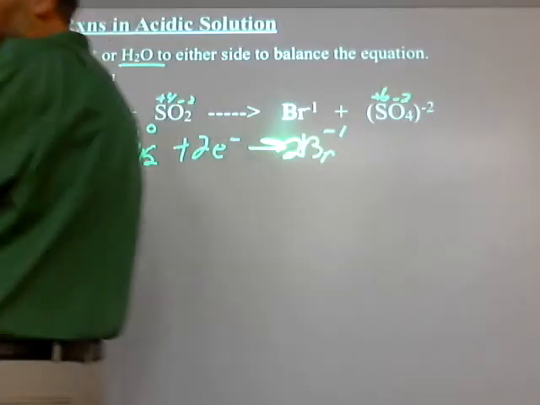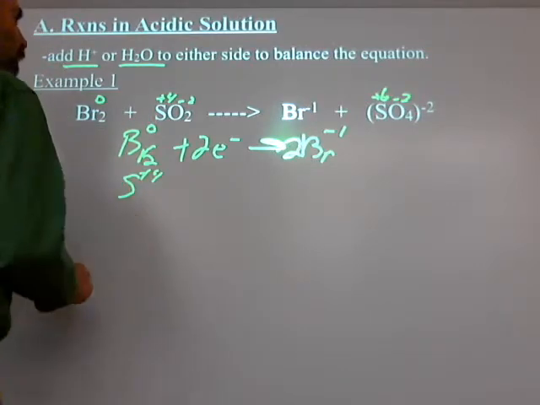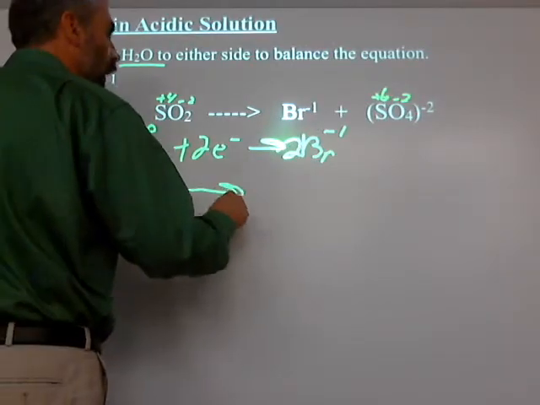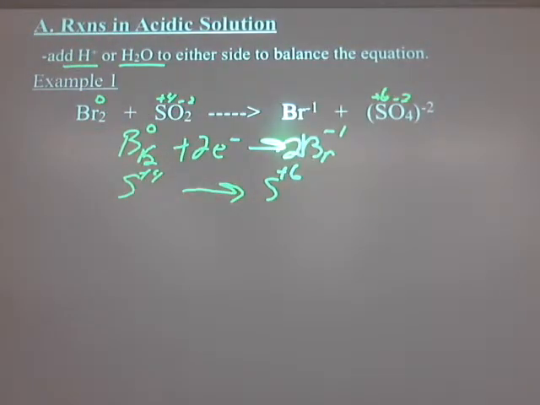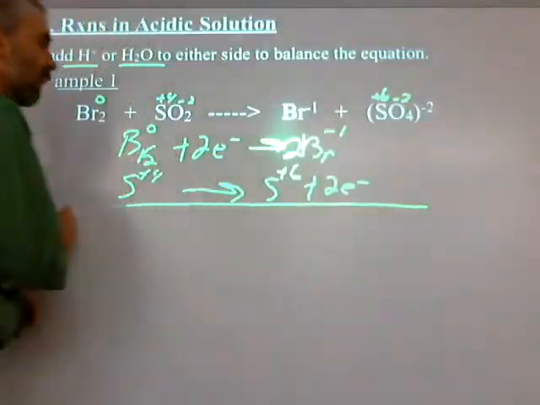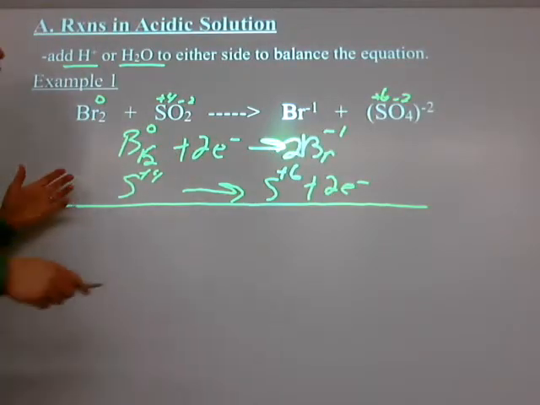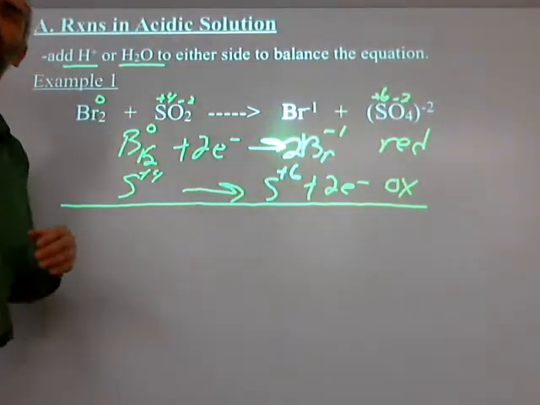Now, the other guy who's changing is sulfur. Sulfur is going from S with a +4 to S with a +6. How many electrons does that take? 2. This is about as easy as it gets. I don't even have to balance these to each other. I do have to label them. This guy's reduction, this guy's oxidation. All of this is points.